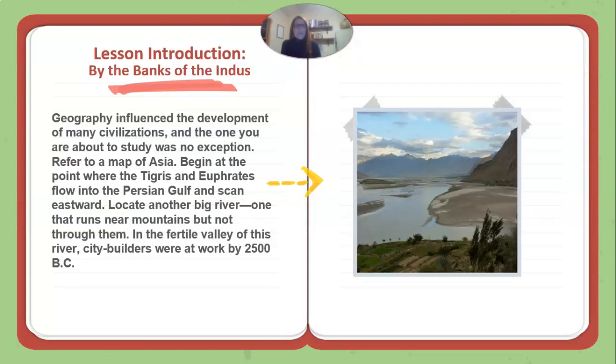Lesson Introduction: By the banks of the Indus. Geography influenced the development of many civilizations, and the one you are about to study was no exception. Refer to a map of Asia, begin at the point where the Tigris and the Euphrates flow into the Persian Gulf, and scan eastward toward another big river, one that runs near mountains but not through them. In the fertile valley of this river, city builders were at work by 2500 BC.